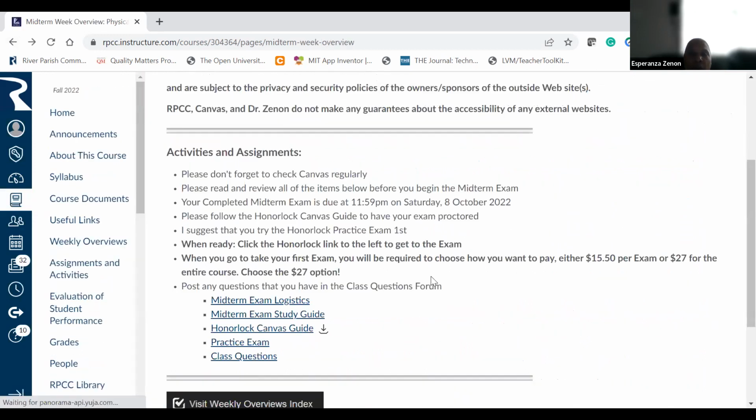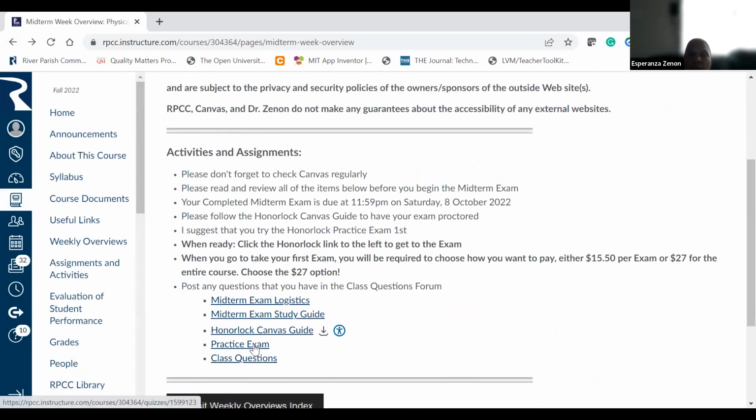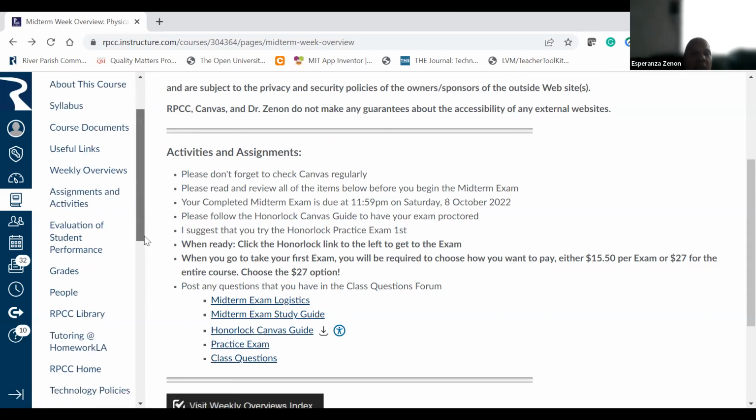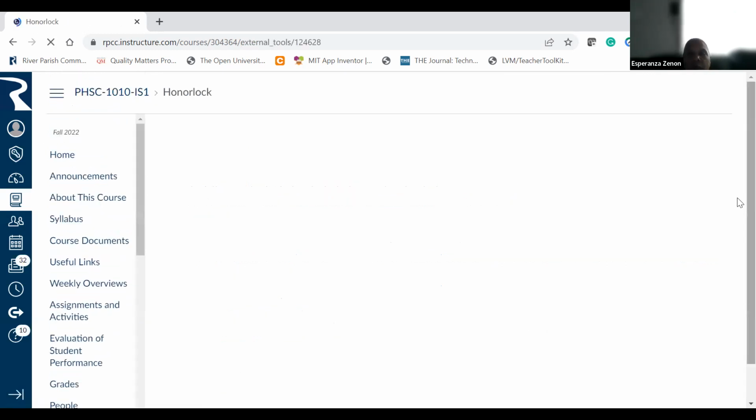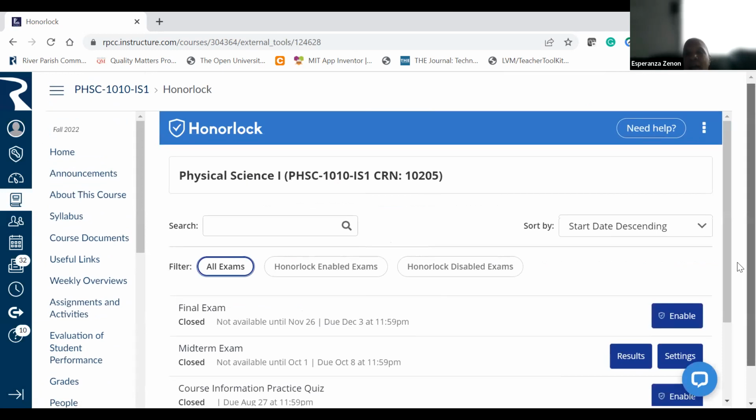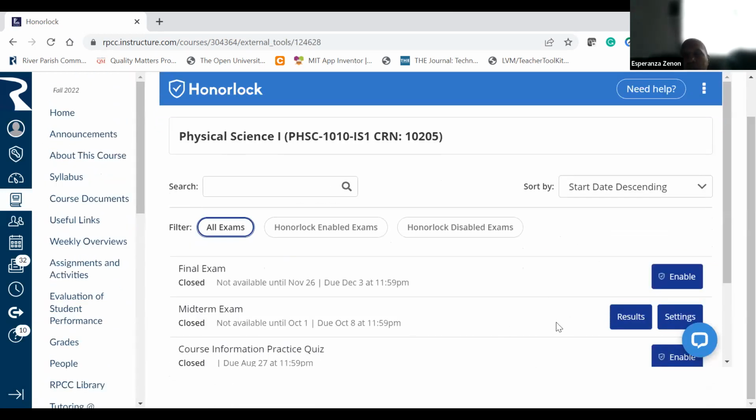Once you are in the weekly overviews and you've tried the practice exam and you've set everything up, got your camera going, everything's working properly, then on the left menu, you simply click on the Honor Lock link. Of course, you see all of what I have set up here, but you would be able to access the midterm exam starting on the 1st, okay? Right now, the practice exam is the only thing that you have available.